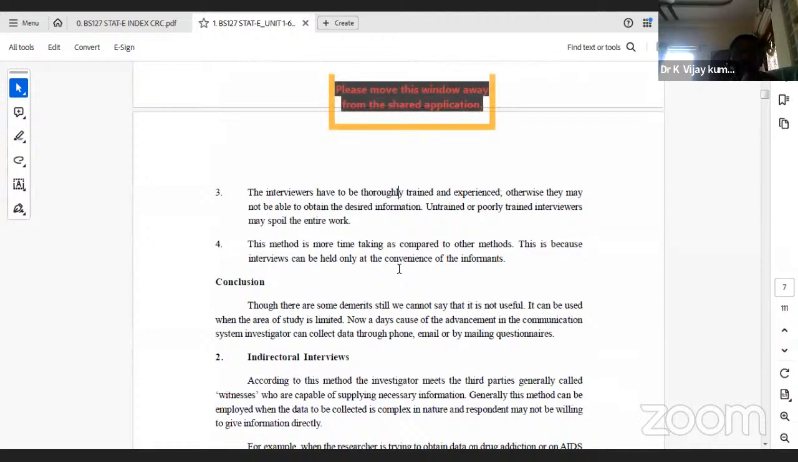Conclusion. Though there are some demerits, we cannot say that it's not useful. It can be used where the area of the study is limited. Nowadays, because of the advancement in the communication system, investigators can collect data through phone, email, or by mailing questionnaires.